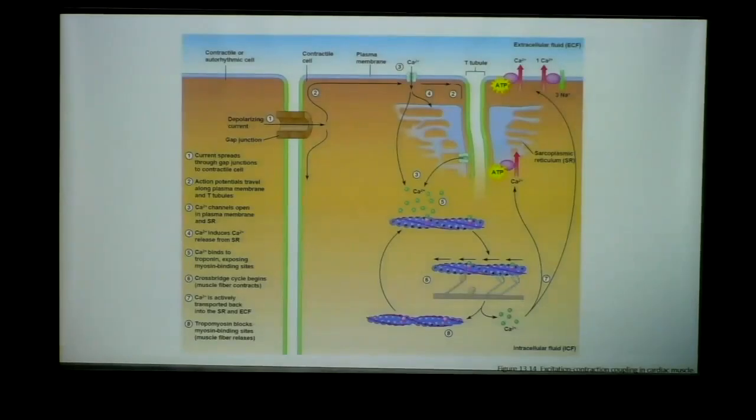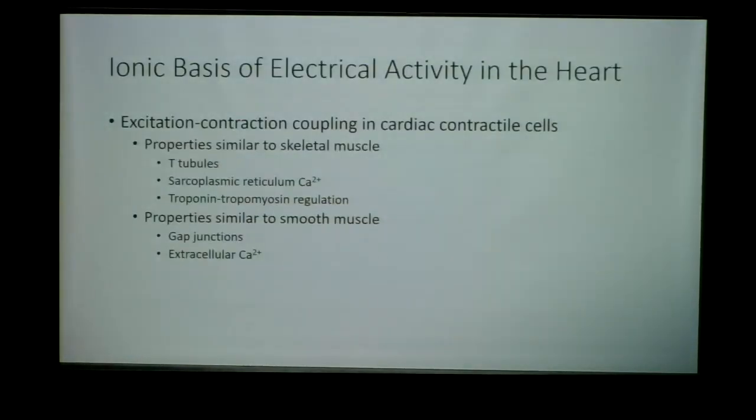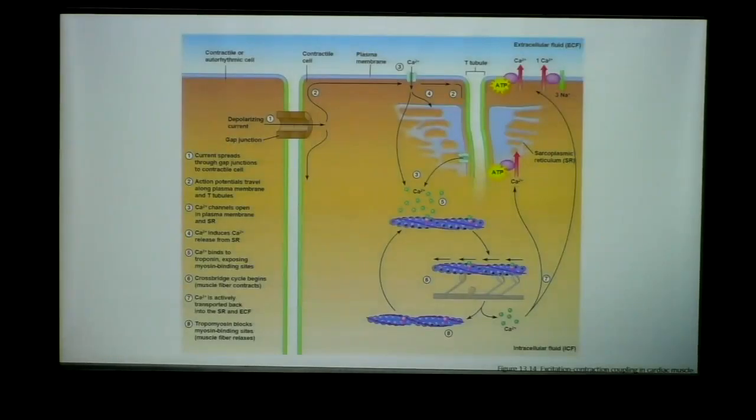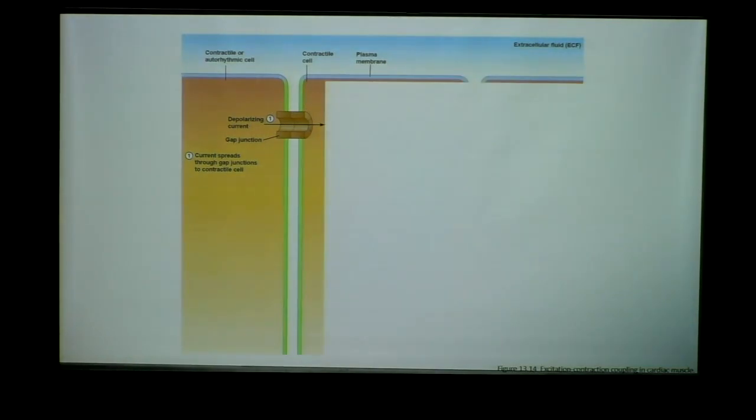I kind of mentioned before to draw a Venn diagram as a study tool to kind of see what properties skeletal muscle and cardiac muscle share, what properties cardiac muscle and smooth muscle share, and then what properties smooth muscle and skeletal muscle share, right? Because they all share a few properties. All right, so let's walk through the actual process of excitation coupling here.